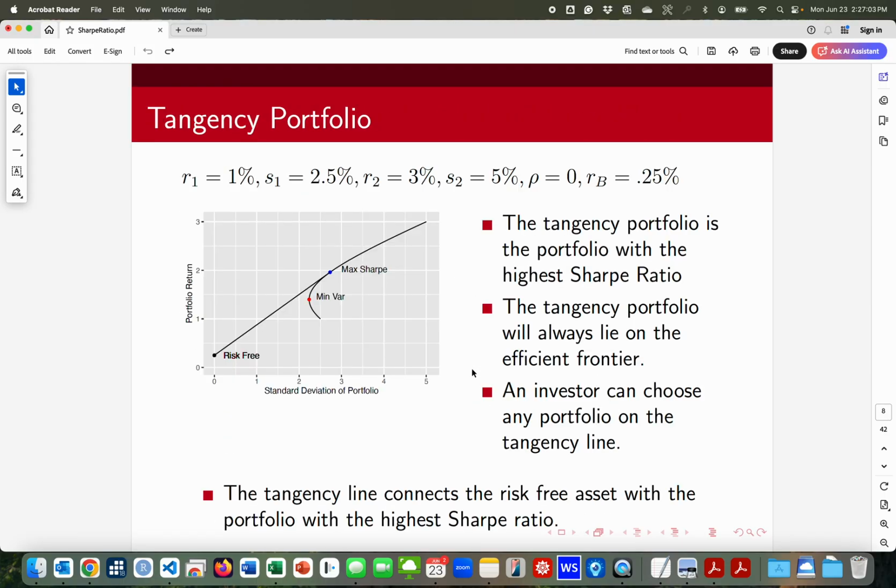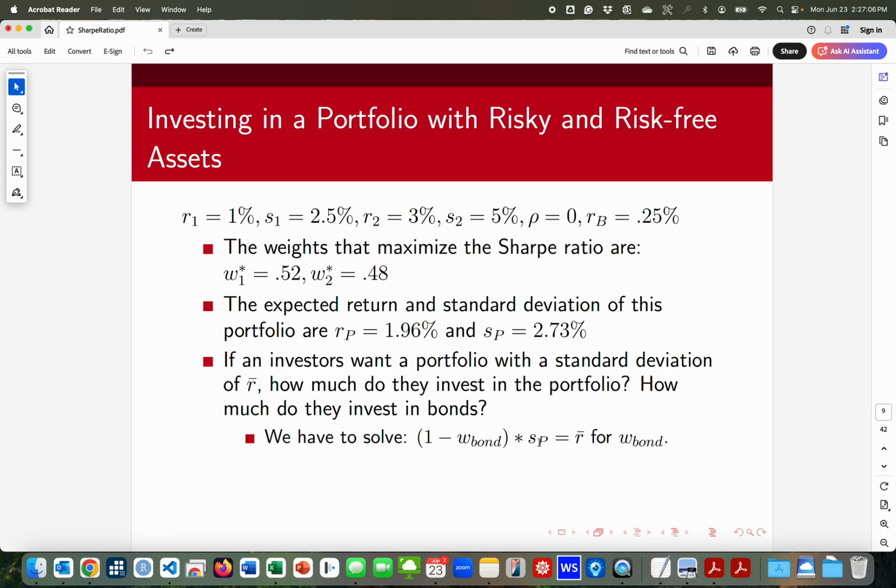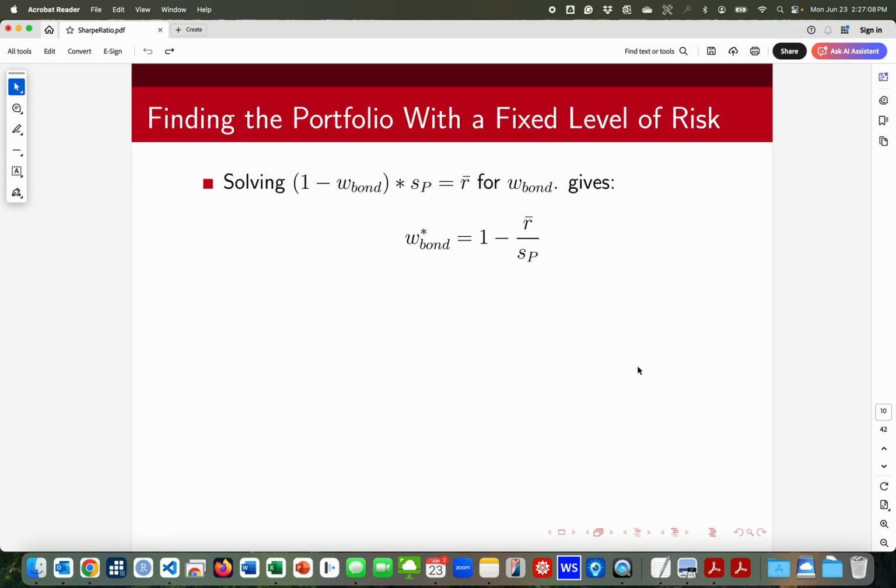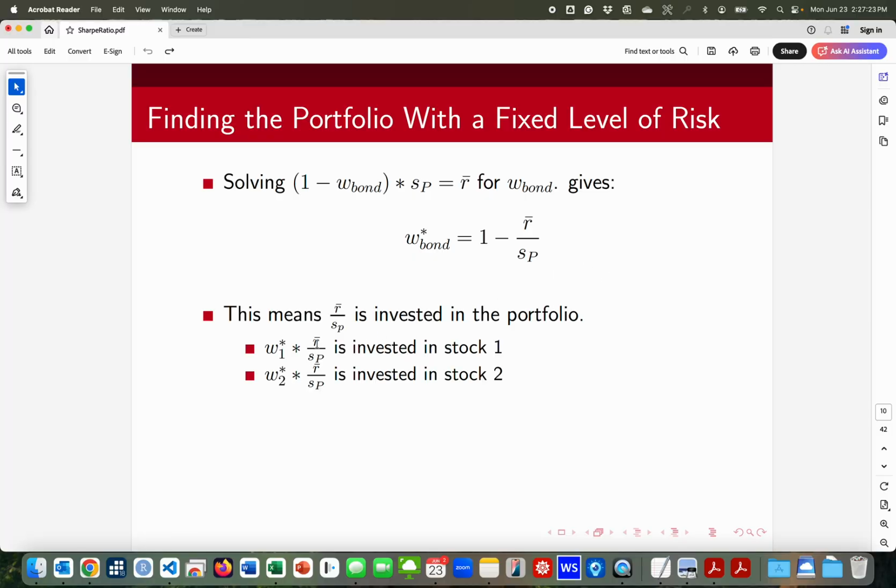So we rewrite that and solve this for W bond. And when you do that, we get the share bond is just 1 minus the ratio of the desired level of risk divided by the standard deviation of the portfolio. Which means R bar divided by the standard deviation is invested in the portfolio, and then the rest of that is going to be invested in the bond. And there is some intuition there.